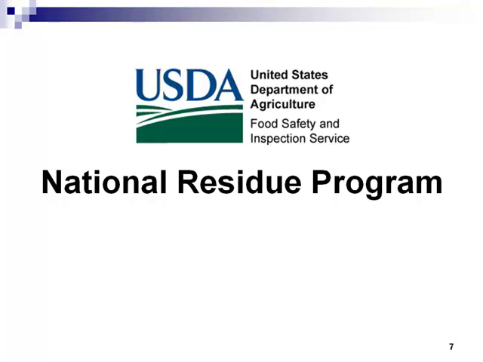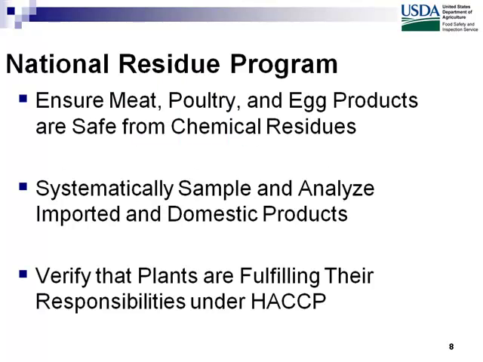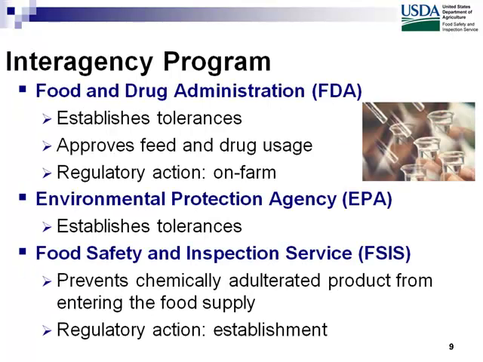And so this is just a breakdown of pretty much what I just said. Really, with the National Residue Program, we want to verify that the plants are fulfilling their responsibilities under HACCP, their responsibility to produce a safe product. And the National Residue Program, it's really an interagency program. FSIS has the responsibility to prevent chemically adulterated product from entering the food supply, and we can control that at the establishment. So that's the only place where we really have authority to control that.